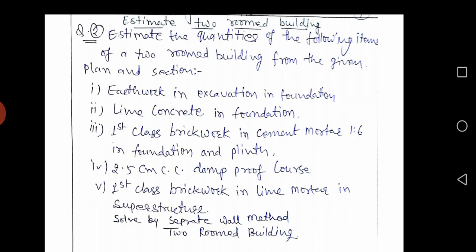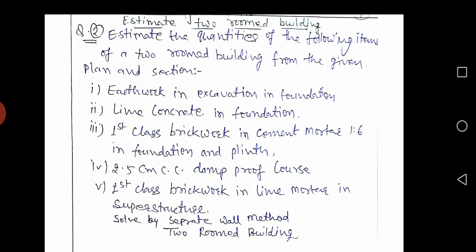I share one more video on building estimate. This is basically the estimate of a two-room building, and the question is: estimate the quantities of the following items of a two-room building from the given plan and section. Basically in this question the two-room building is given and we find out the estimate of the two-room building, and it is related to the subject quantity surveying and valuation, or estimating and costing.